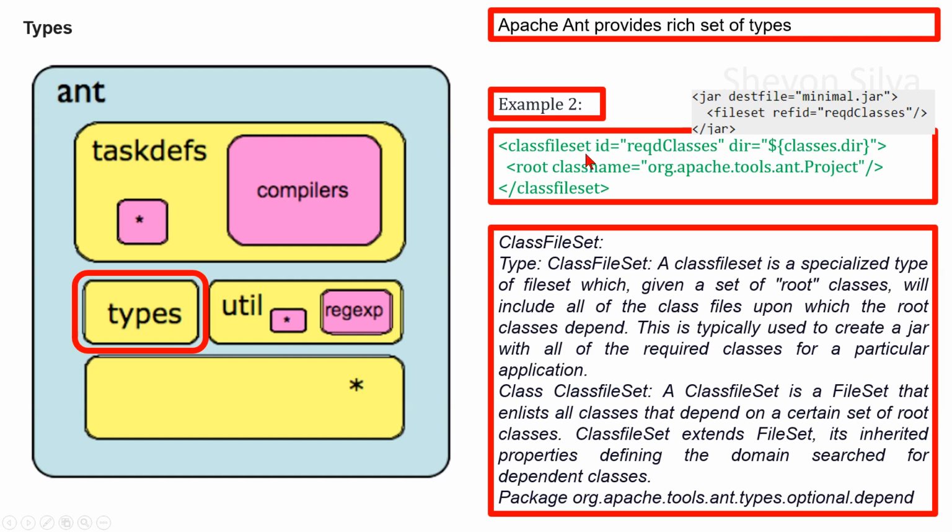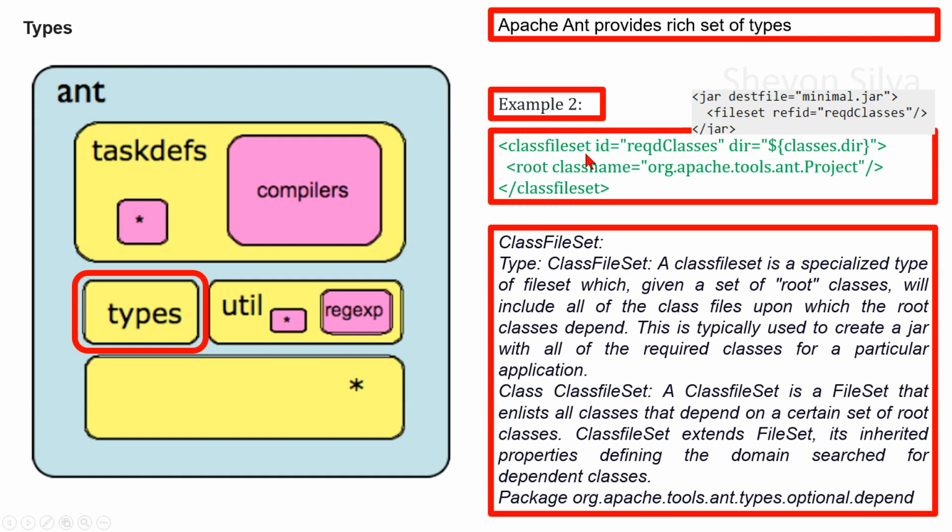With regard to API, you can consider class file set. A class file set is a file set that enlists all classes that depend on a certain set of root classes. Class file set extends file set, with its inherited properties defining the domain searched for dependent classes. This is in the package org.apache.tools.ant.types.optional.depend.